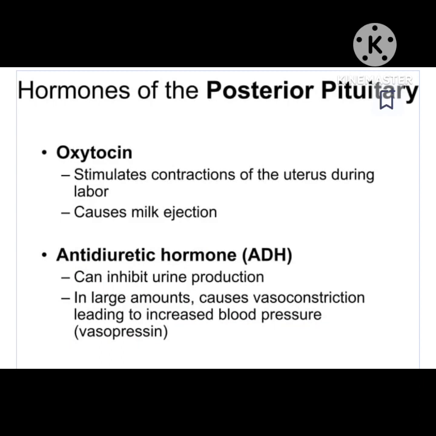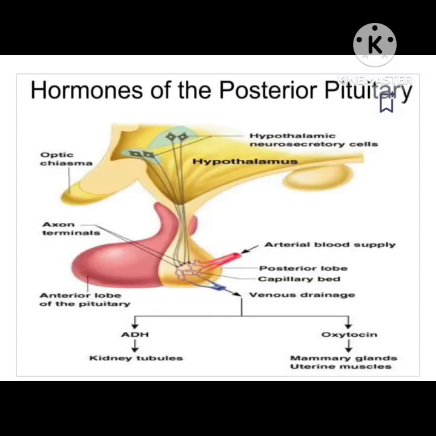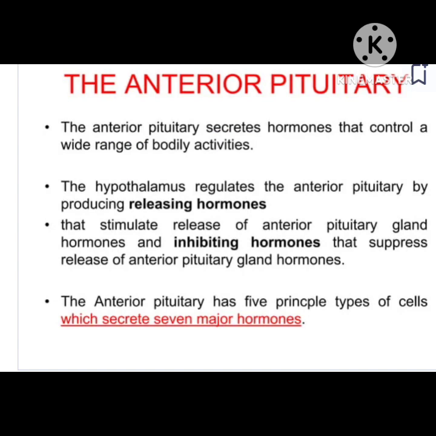You can see here that oxytocin stimulates contractions of the uterus during labor and causes milk ejection. Antidiuretic hormone inhibits urine production, and in large amounts causes vasoconstriction. You can see in this picture the hormones of the pituitary gland, clearly visible.